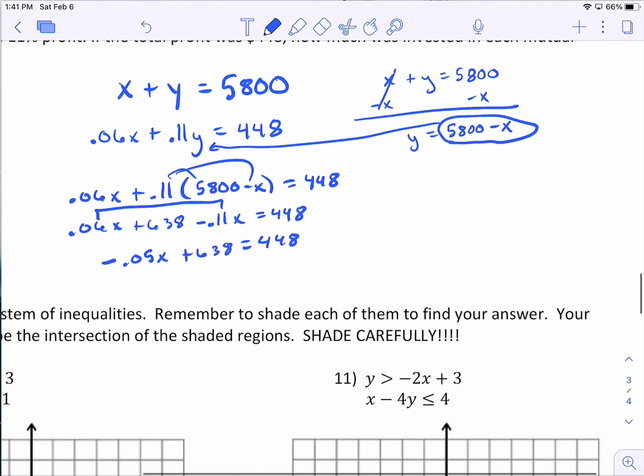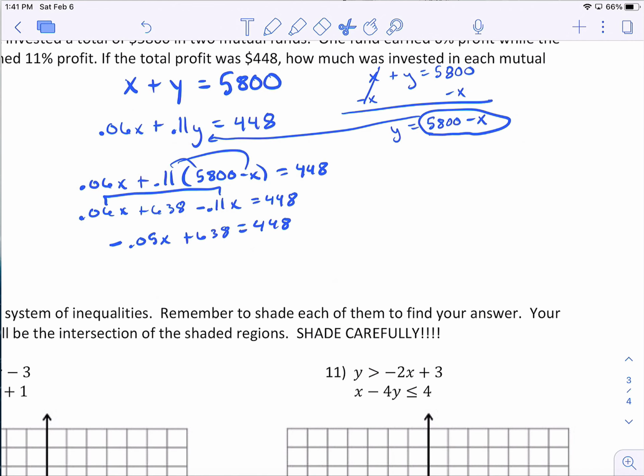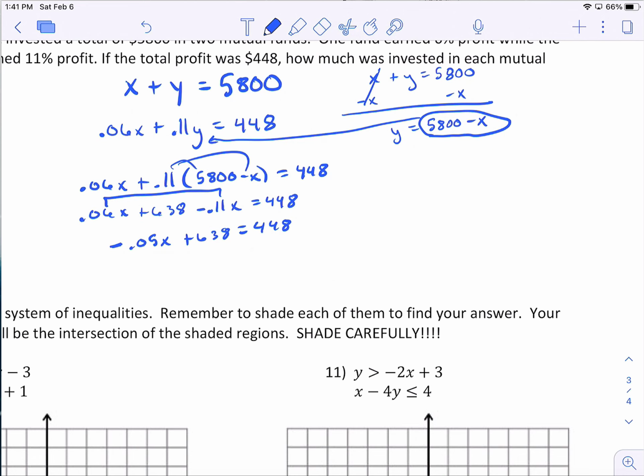And now we've just got a 2-step equation left over, and I need to move my stuff up because I am running out of space. So subtract 638 from both sides.